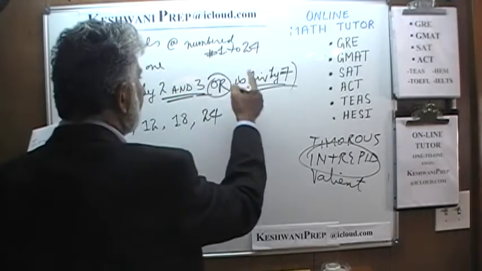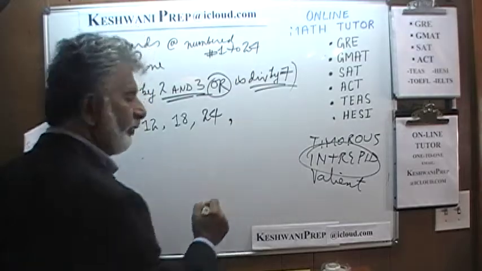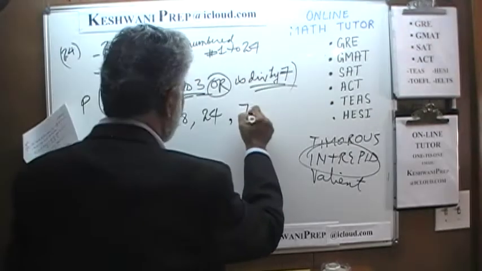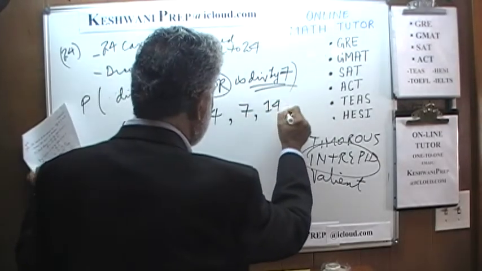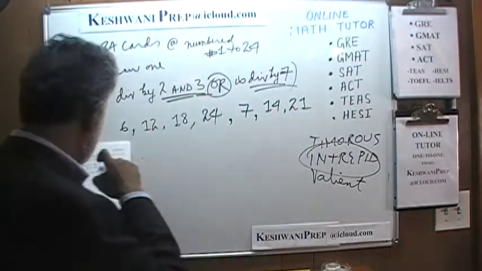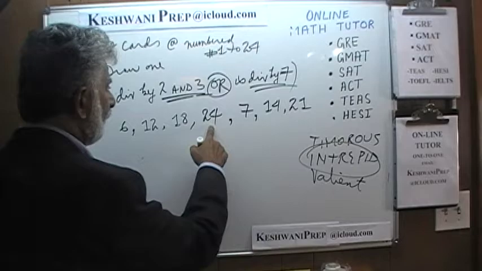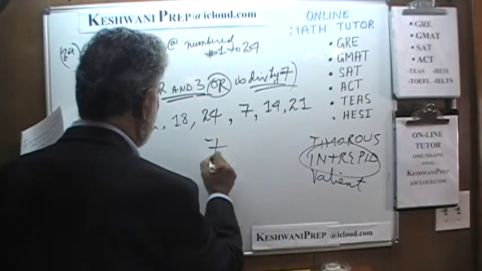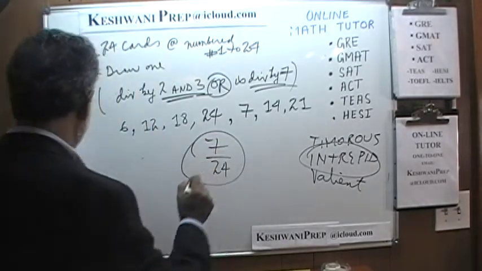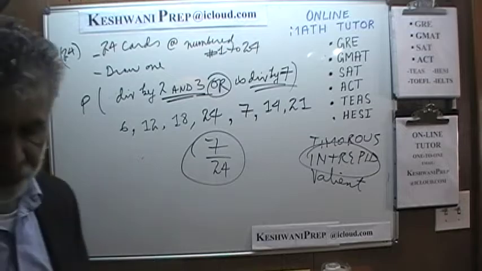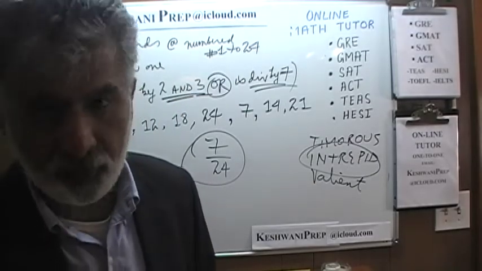Or it's divisible by 7. If it's divisible by 7, which means we can pick up 7, we can pick up 14, we can pick up 21. Those are the possibilities. How many? 1, 2, 3, 4, 5, 6, 7 out of 24. The odds of success is 7 out of 24. Those are our odds.